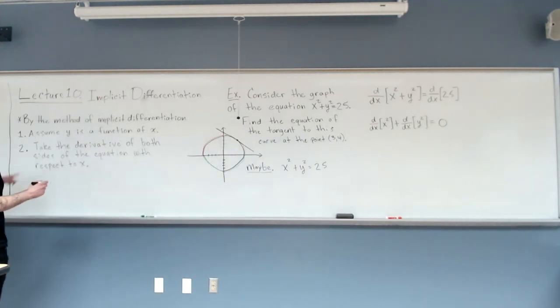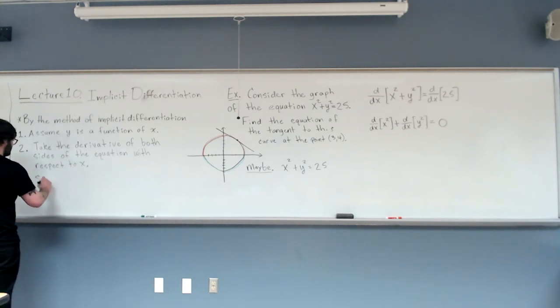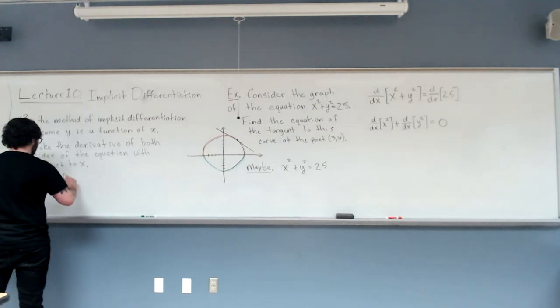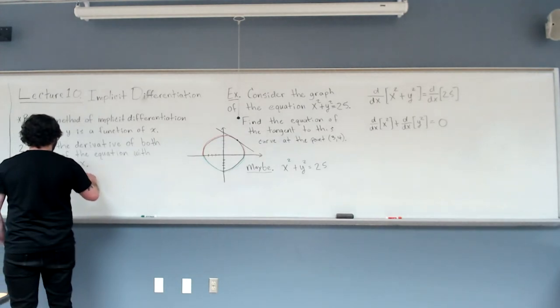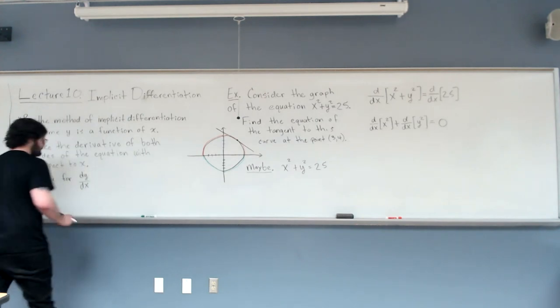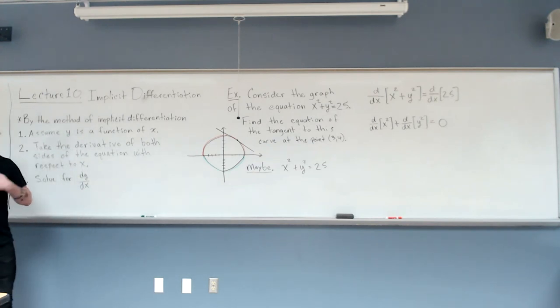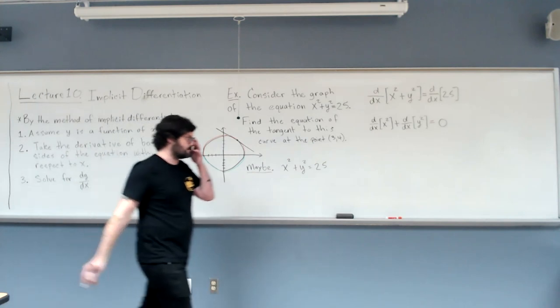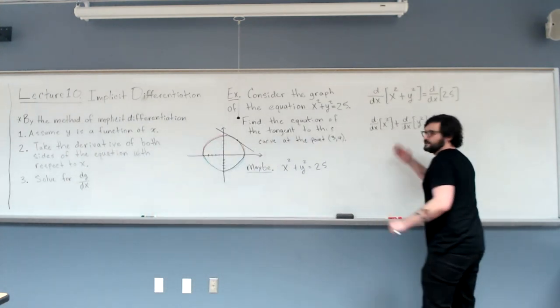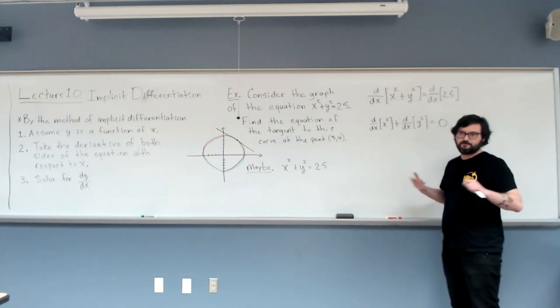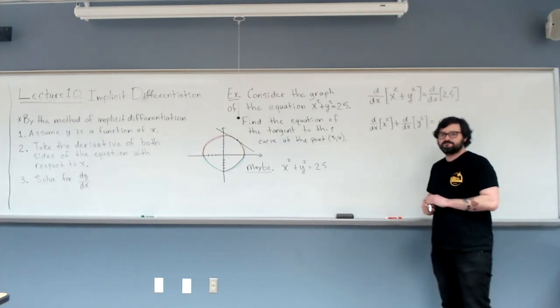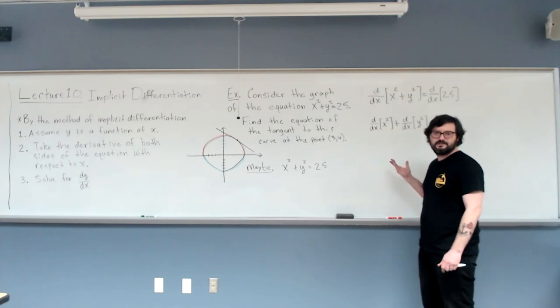Oh, I forgot to write another part down here for the instructions. Take the derivative of both sides of the equation with respect to x, and then part three, solve for dy/dx. And note that dy/dx is the same thing as y prime. It doesn't matter, it's notational differences. All right, so back here, that's our goal now. We're going to try to solve for the derivative of y with respect to x. I don't see dy/dx anywhere.